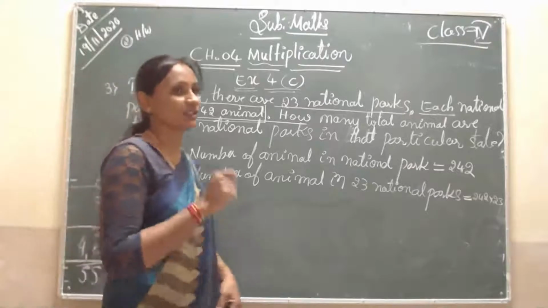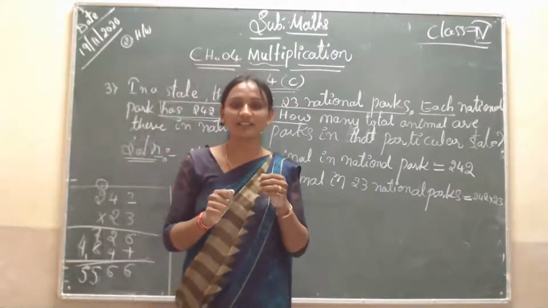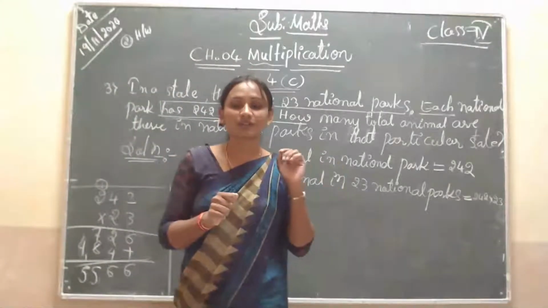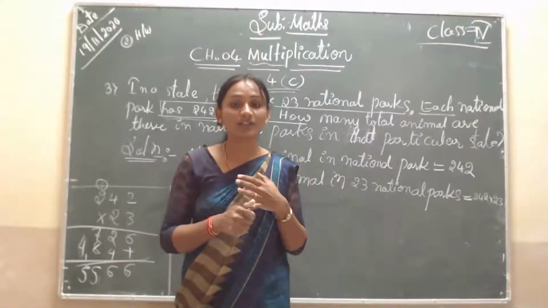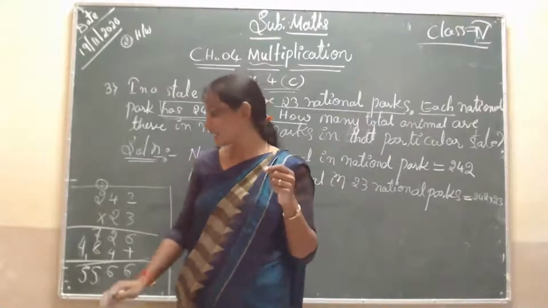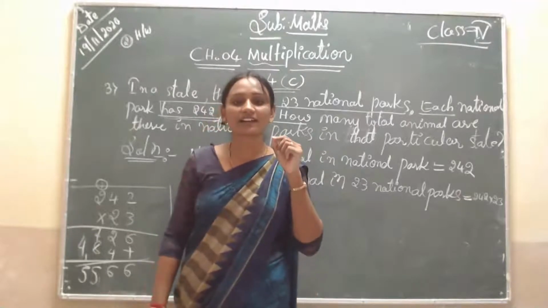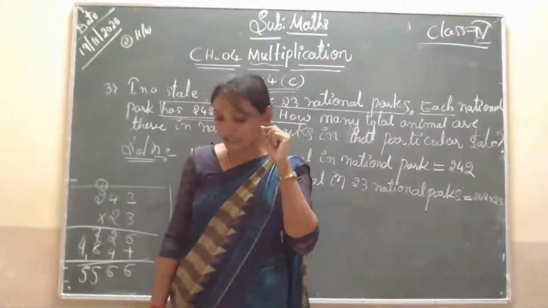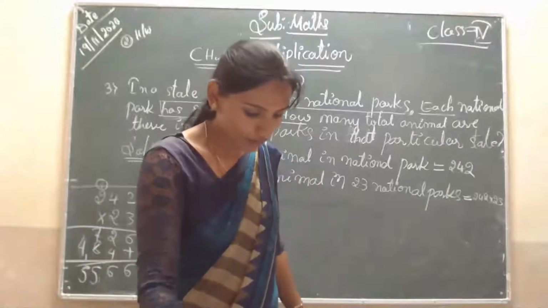5,566. So this is the total animals. The total is 23 national parks, and inside them there are 5,566 animals.